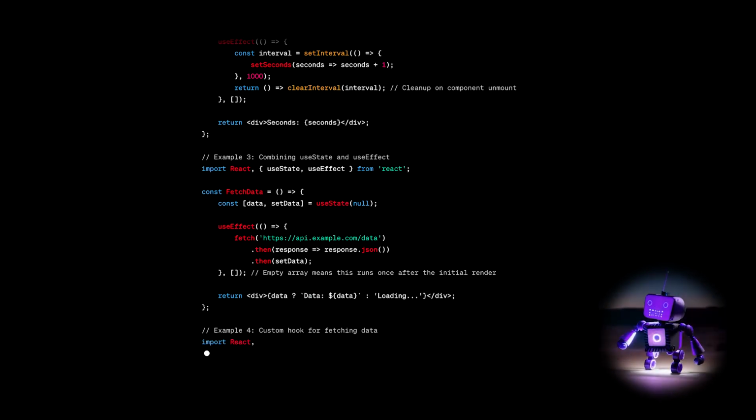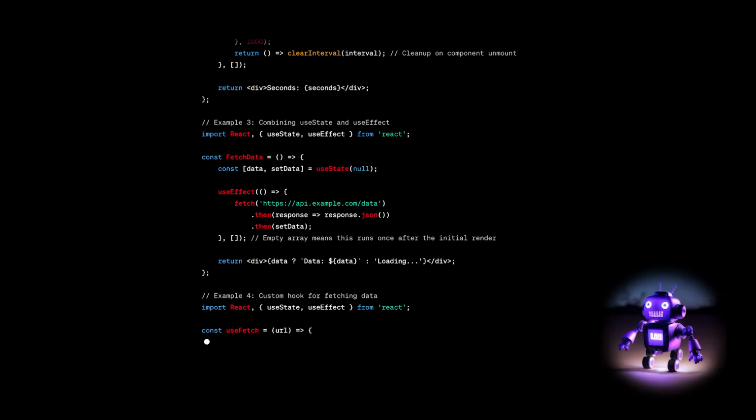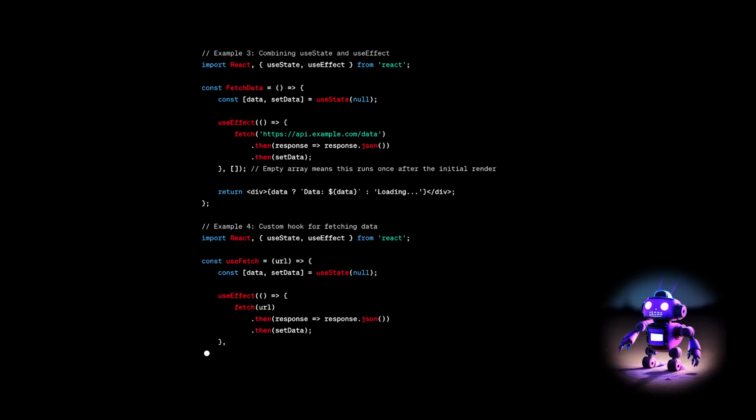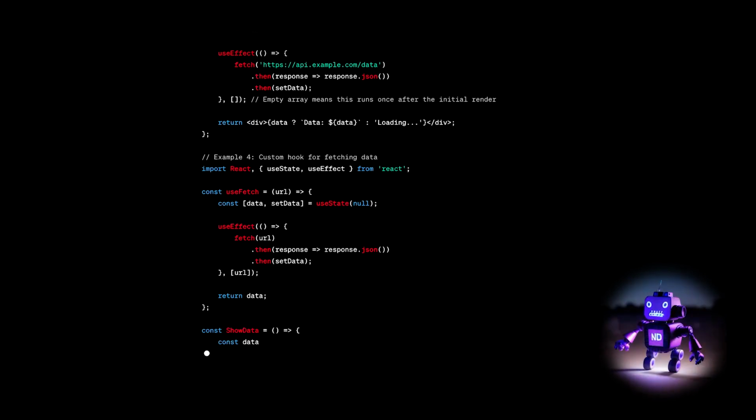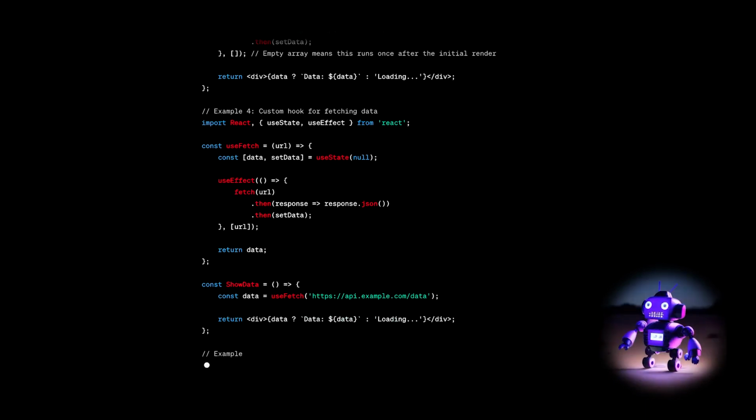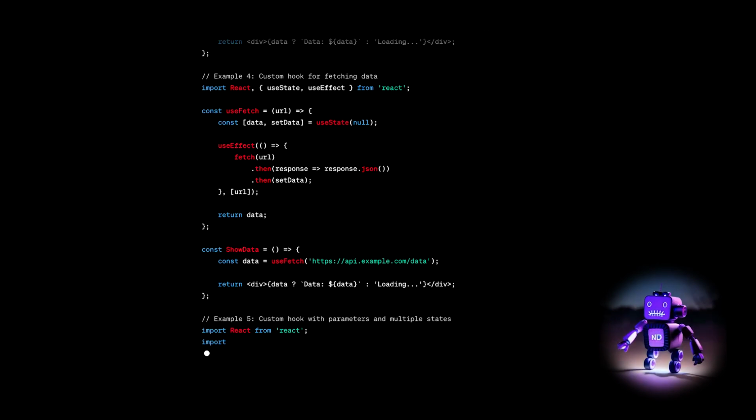Example 4 demonstrates creating a custom hook, useFetch, to encapsulate the logic for fetching data. This makes the component cleaner and the logic reusable for different URLs. The custom hook returns the fetched data, which is then rendered by the ShowData component.